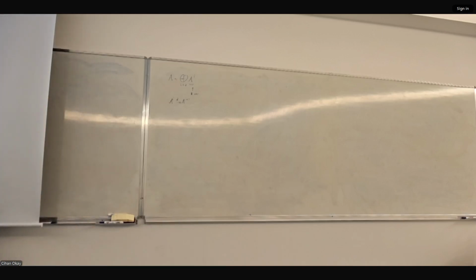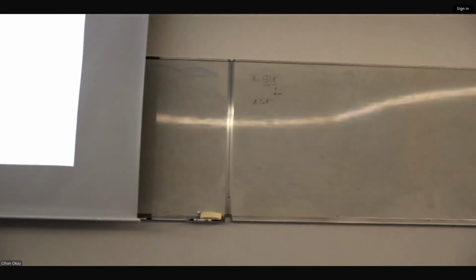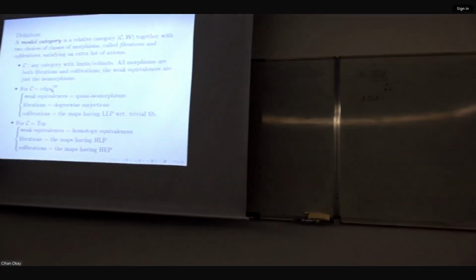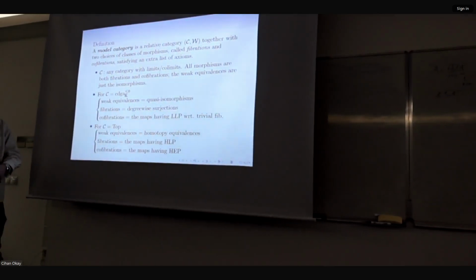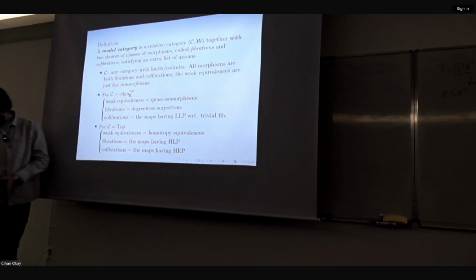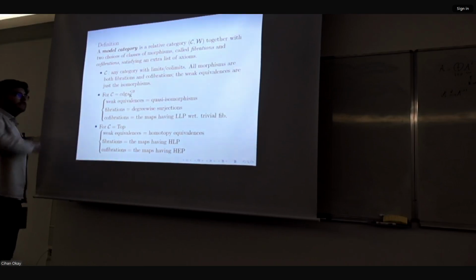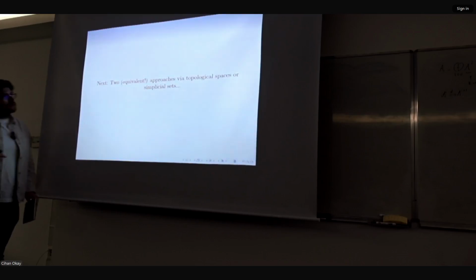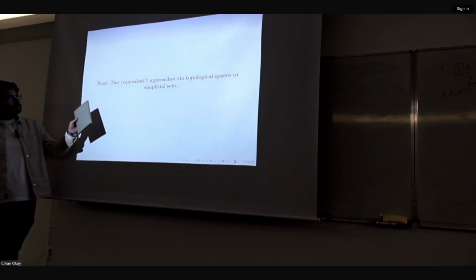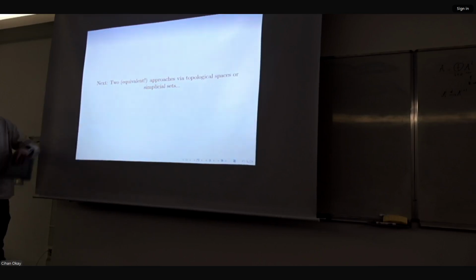Okay? So anyway, for topological spaces, your weak equivalences are homotopy equivalences. We will see why this is important. The fibrations are maps with homotopy lifting properties, and cofibrations are the maps having homotopy extension properties. These are a very rough picture. Using these relative categories, it's easy to specify and easy to study these examples. But actually, we will focus on the other approaches as well. The next part will be about how we define infinity categories using topological spaces and simplicial sets.